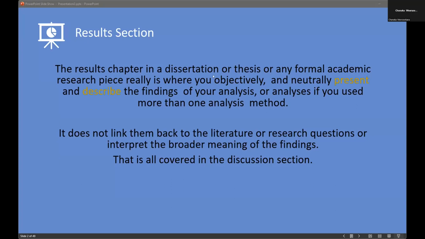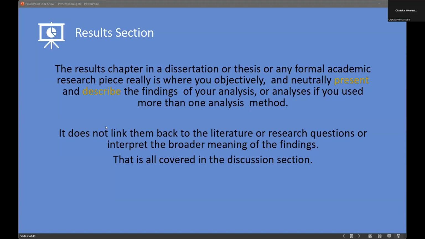That's it, right? So as I mentioned here, it does not link them back to the literature or research question or any other research problem. So what we just do here is just present and describe the findings. That's all. We are not particularly linking them to the literature, because linking that into the literature is coming in the next section, which is the discussion section.